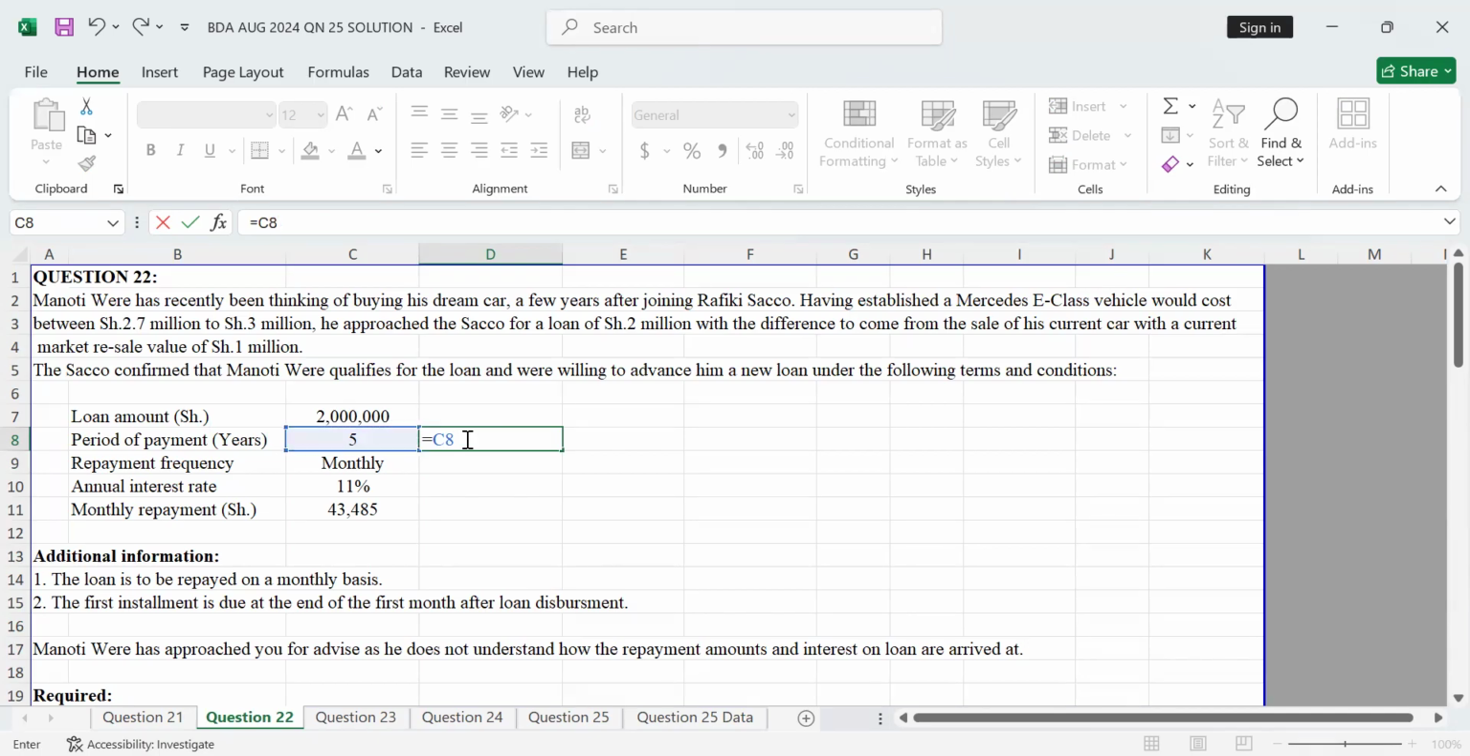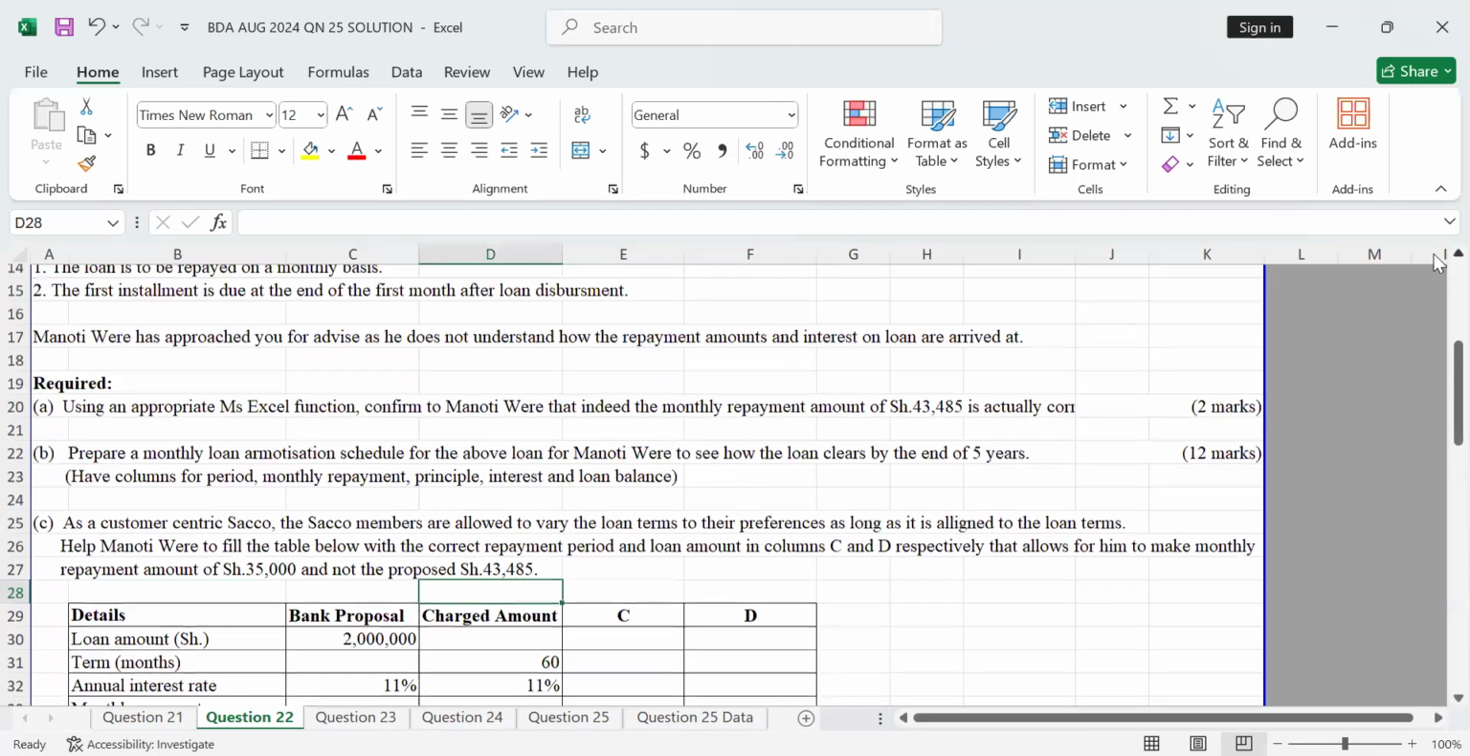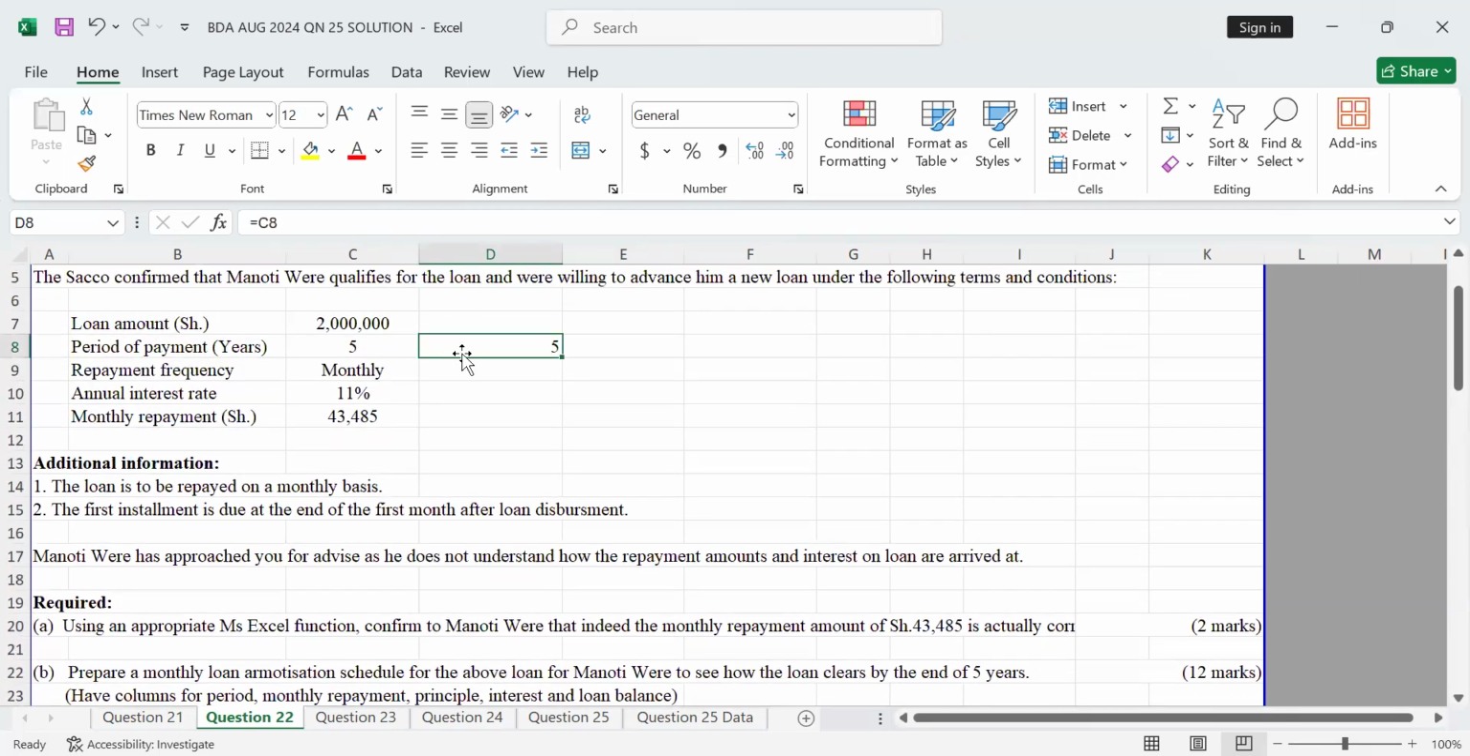We know a year has 12 months. So is equals 5 multiplied by 12. That means you will pay in 60 installments, because he is making a payment each month.